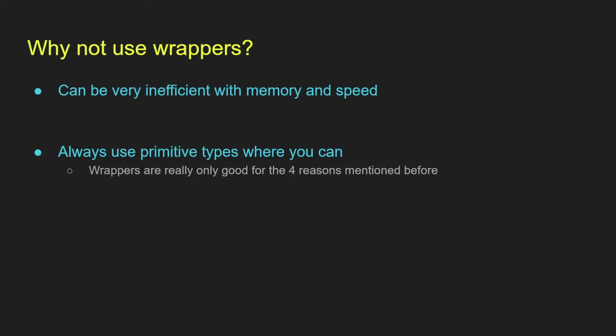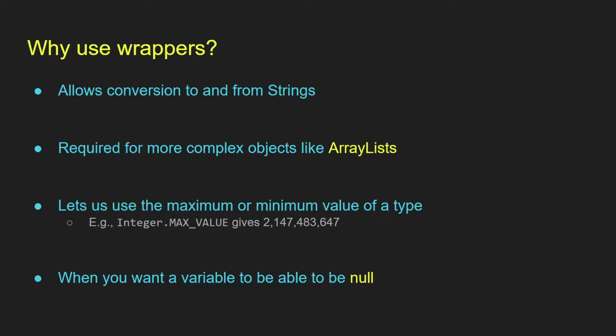So now wrappers sound pretty awesome, right? It's just like primitive types but better. But actually, you only want to use wrappers for those 4 reasons that we talked about before, because the wrapper classes are very inefficient with memory and speed if you don't use them properly. So really, just always use the primitive types wherever you can, and just stick to these 4 reasons for using the wrapper class.